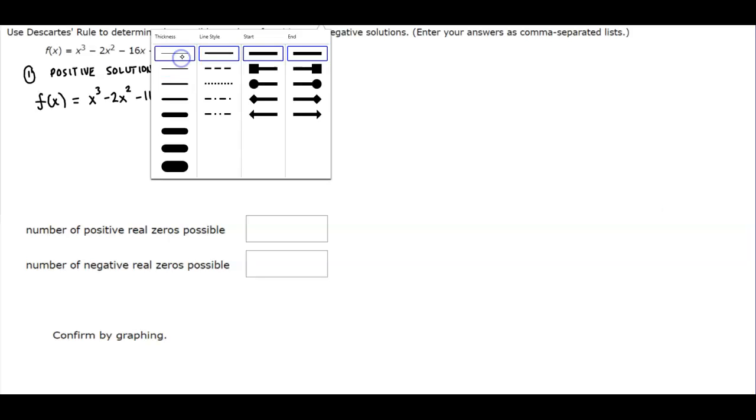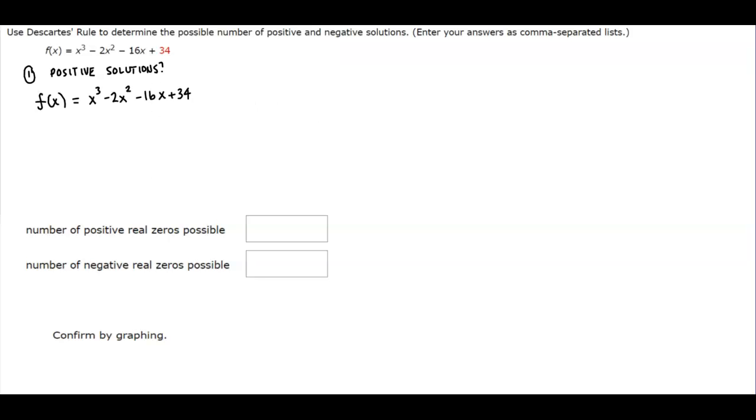So we want to take a look at this and determine where there are sign changes. Well, we have one sign change that goes from the first term to the second term, because it's positive x cubed minus 2x squared. And we have another sign change that goes from negative 16x to positive 34, because we only have two of them there. So we have either 0 or 2 for the possible positive solutions. So 0 or 2.